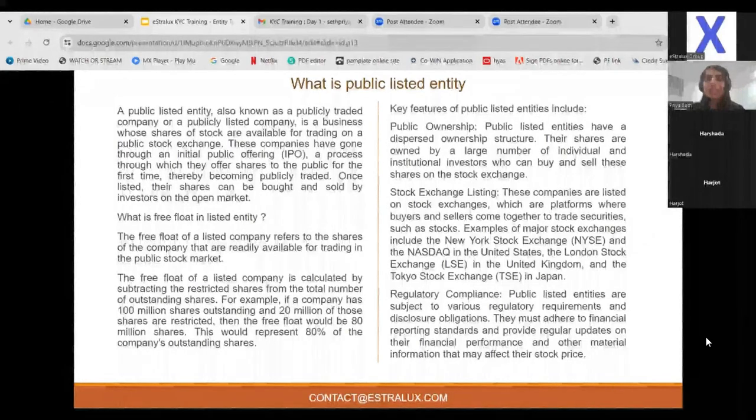Then, as Harjot said, stock exchange listing: they are listed on stock exchanges. These are the platforms where buyers and sellers come together to trade securities. Major examples are NYSE, NASDAQ, London Stock Exchange, Tokyo Stock Exchange. They must be listed there. A third key feature is regulatory compliance. Like I said, they have to disclose so much documentation and complete so many formalities to be a public listed entity. They must adhere to financial reporting standards, provide regular updates and report financial performance.